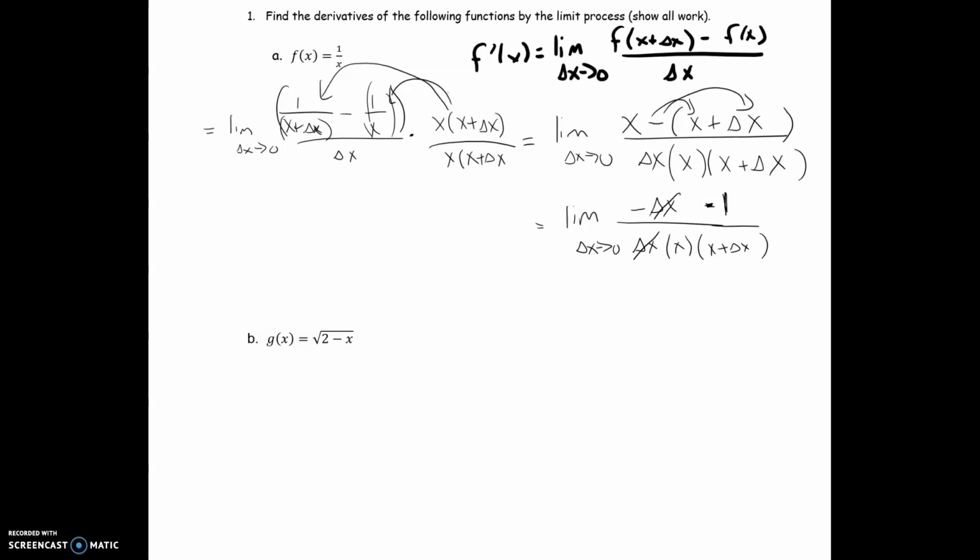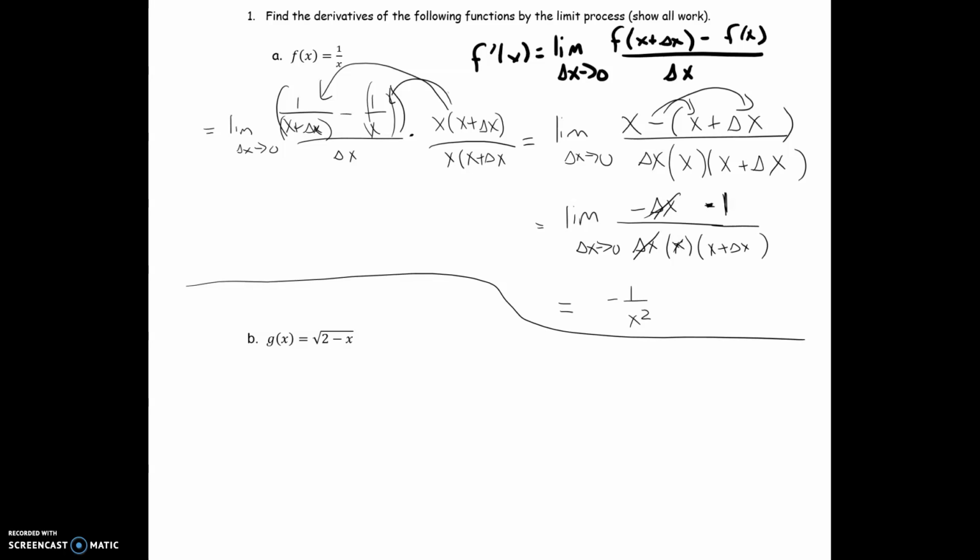All right, so a common mistake would be to forget to run the negative through and end up with a positive 1 up top. And now finally we can take the limit as delta x goes to 0. Notice I write limit the whole way as we go until I take the limit. Basically we've just been doing algebra the whole time. And now I take the limit, and that goes away, and I get x times x in the bottom, and that's x squared, and I get my derivative.